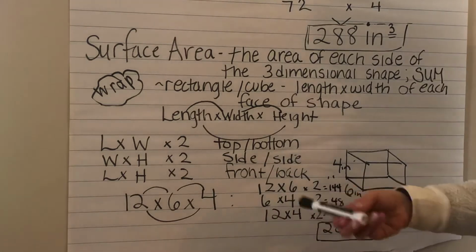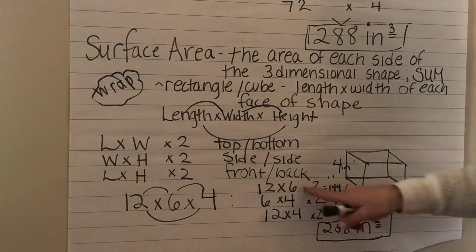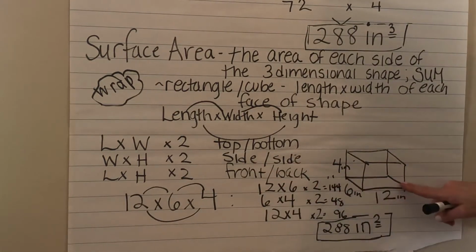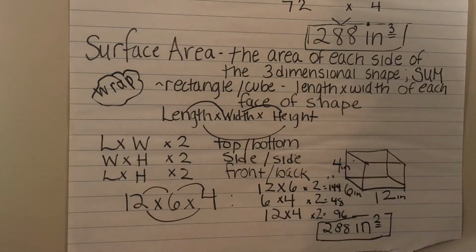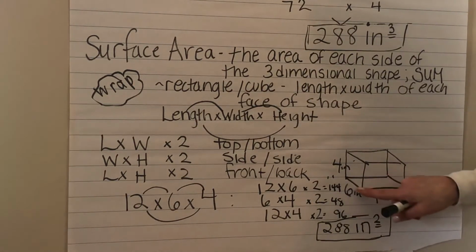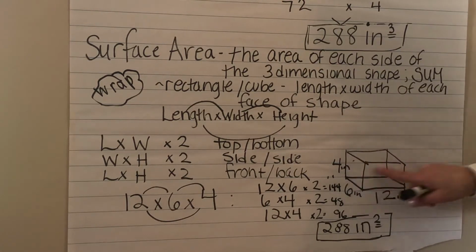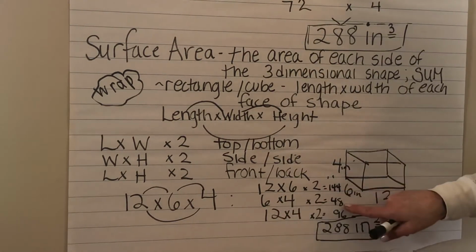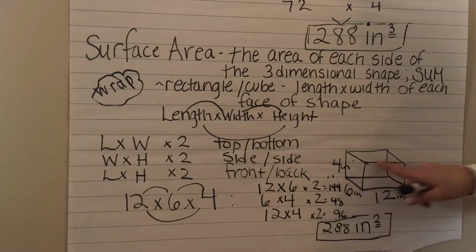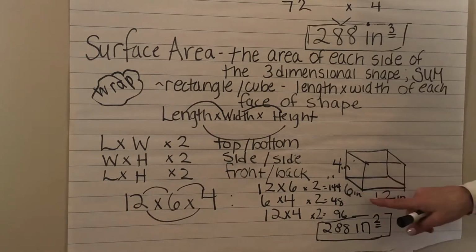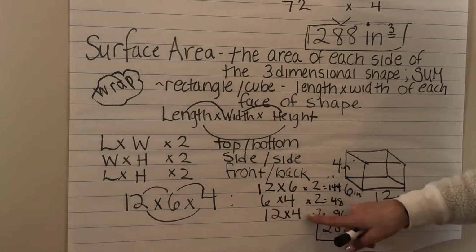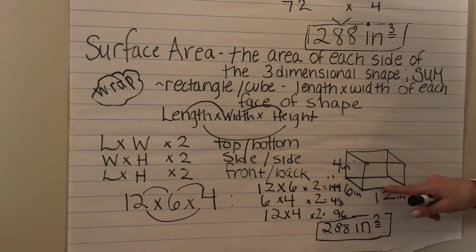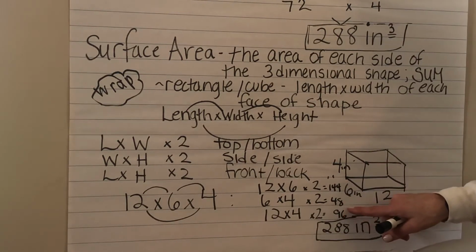So basically here, I've expanded it out. 12 times 6, this is 12 times 6, it's your bottom, and then you have your top. That's why you multiply it by 2. Then you have 6 times your 4, side and side, multiply it by 2, and then you have both sides. Then you have your 12 and your height, which is your front and your back, multiply it by 2, so you have your front and your back, and then you have those 2 areas.